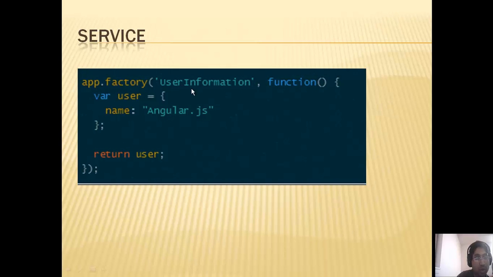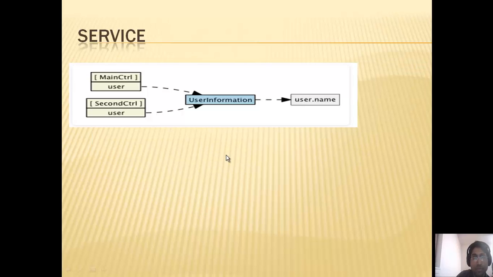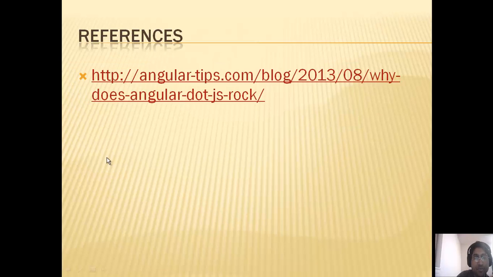Now in app factory, user information is a service. So different Angular controllers will be able to use this user information service. You can see here app controller, main control, and this is the second control. One controller, second controller, both are calling this service. Okay, this is how it works in the backend. So this is the reference.